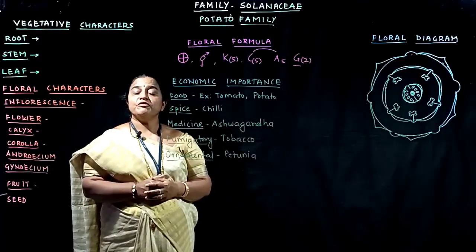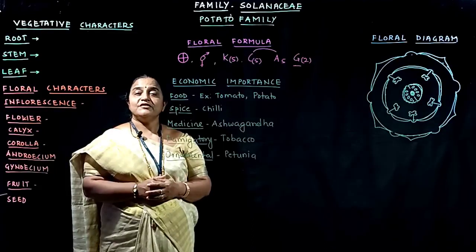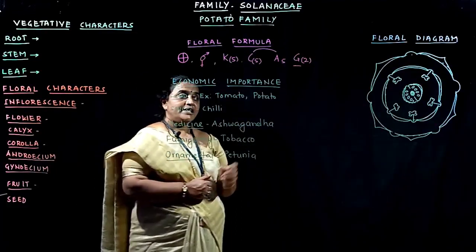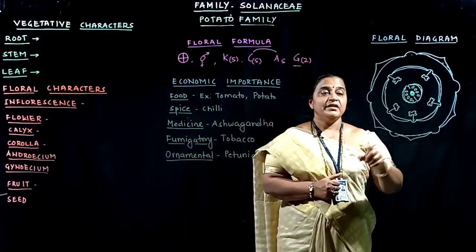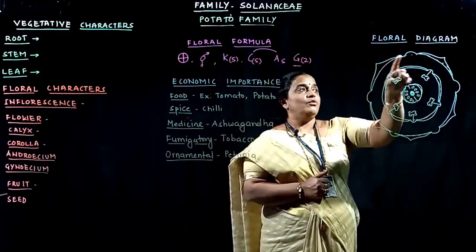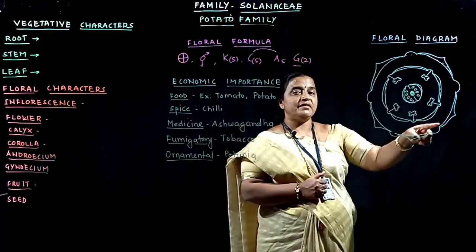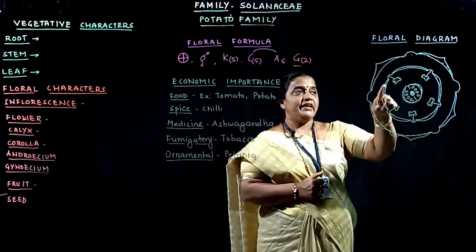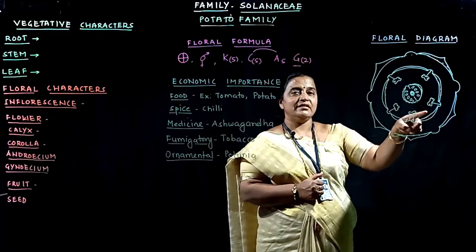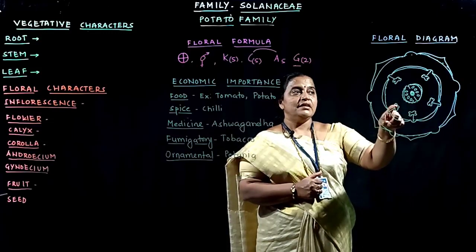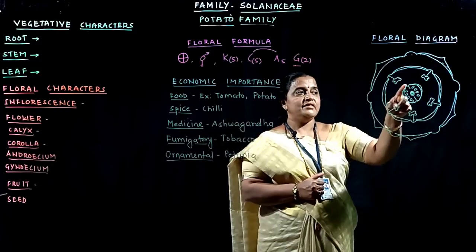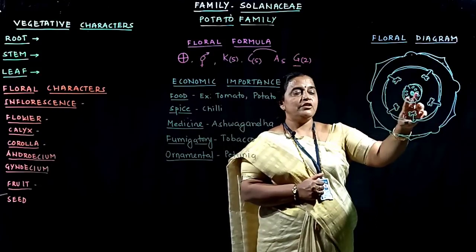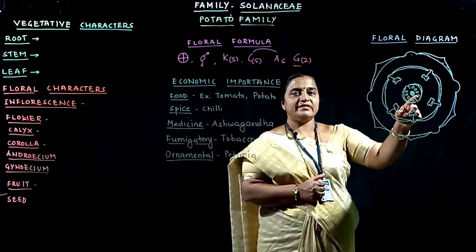Diagrammatic representation of floral parts is called a floral diagram. I'll just explain in brief what exactly a floral diagram is. Now, this outermost wall represents the calyx, the second wall represents the corolla. These are the androecium stamens, and this represents the ovary with the 2 locules and numerous ovules and seeds present inside.